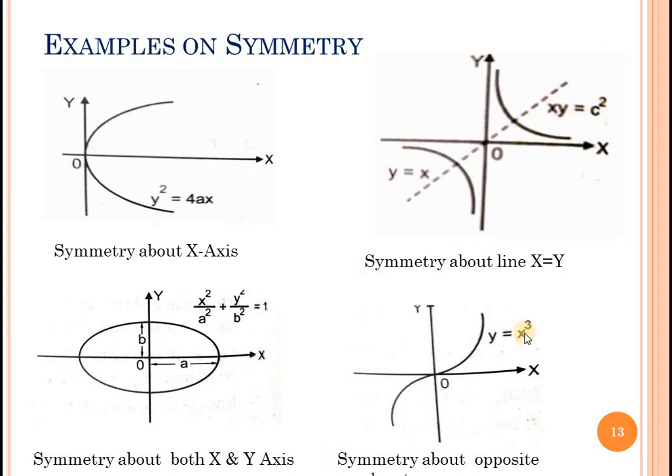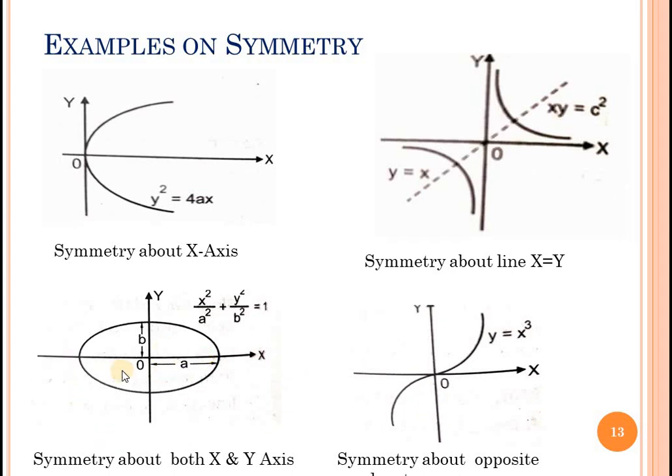Now the third example, y is equal to x cube. Again when I replace y by minus y, x by minus x, it becomes minus y is equal to minus x cube. So again we get y is equal to x cube. So the equation remains the same, so it is symmetric about the opposite quadrant. But it is not an even power of x or an even power of y, so it is not symmetric about the x-axis as well as the y-axis.